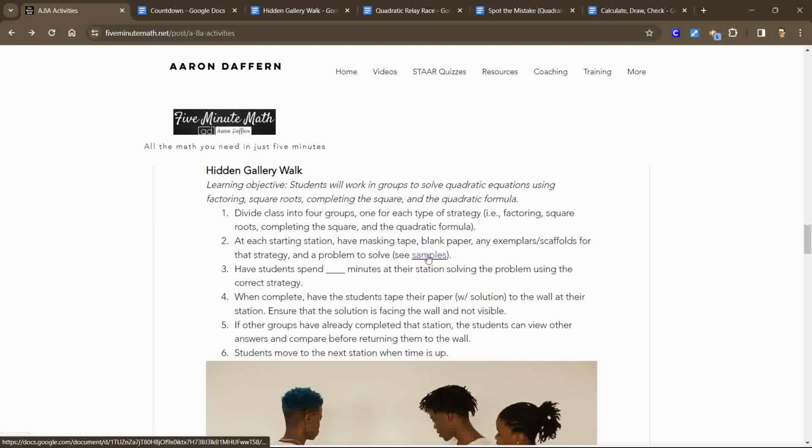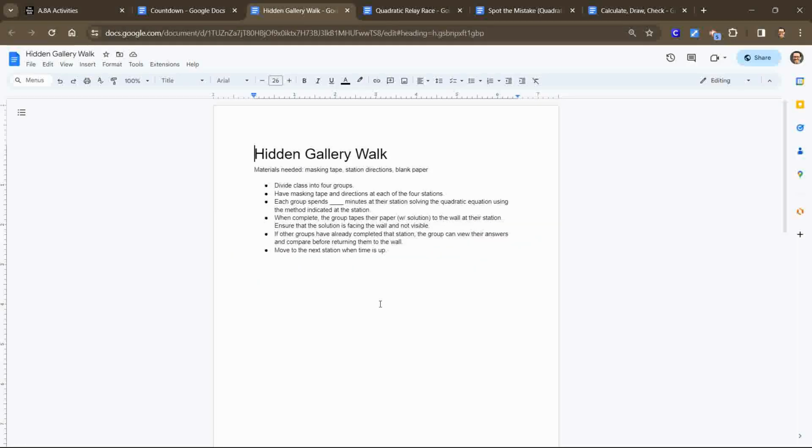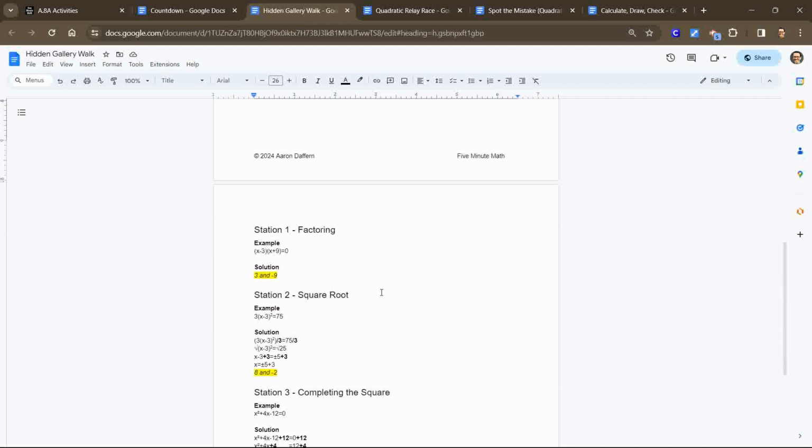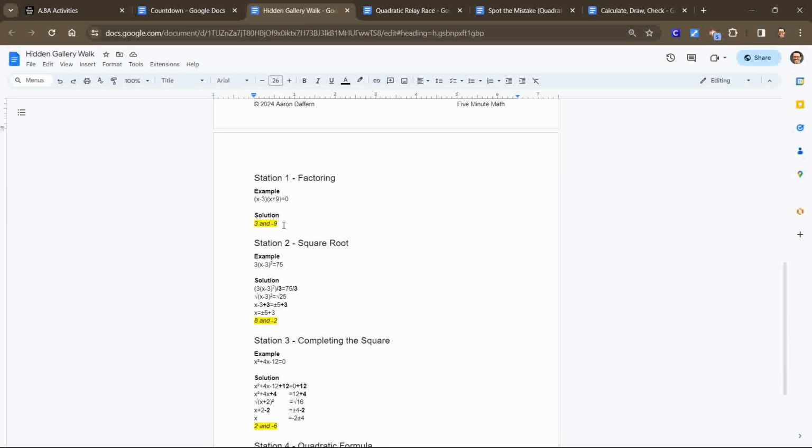So here are some samples. I've got those right here. Those are the materials and the steps needed here. And what I have here are simply some examples if you would want them worked out. So the factoring one's obviously going to be pretty easy. Students can solve that.